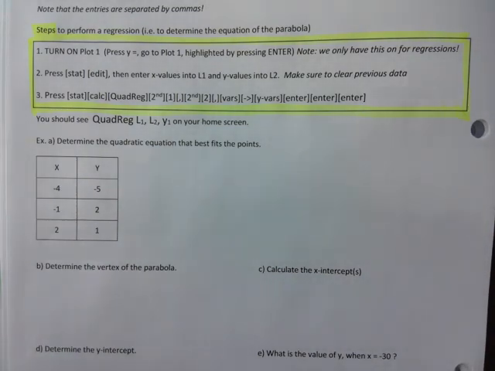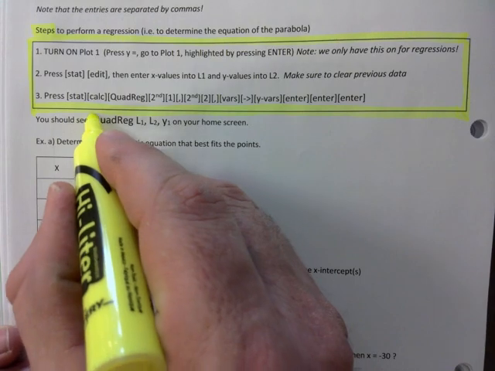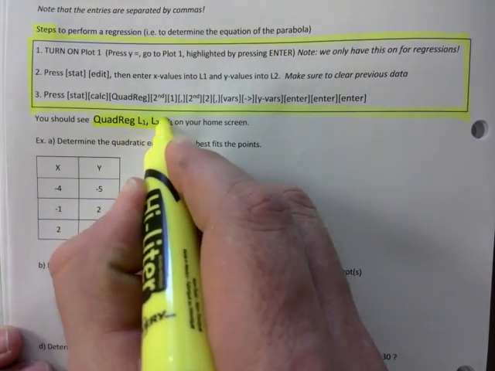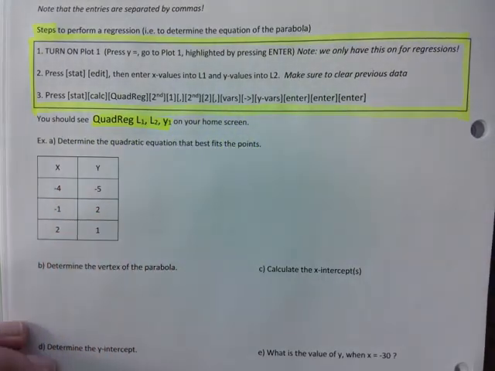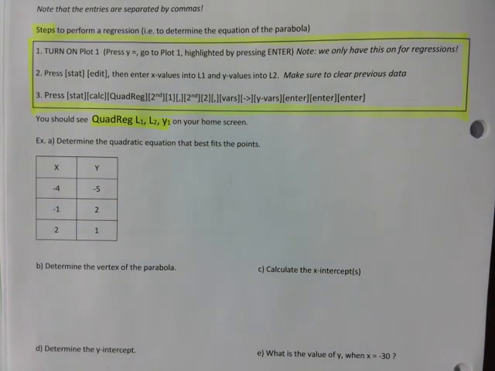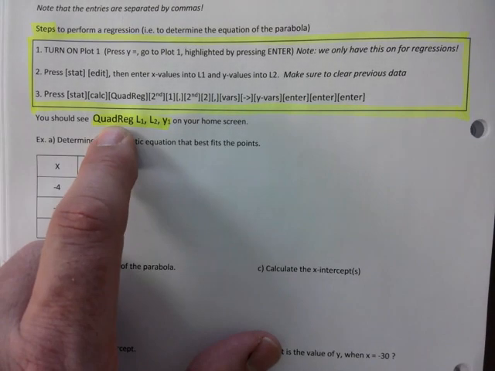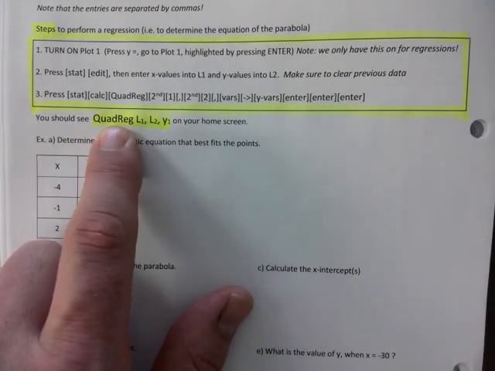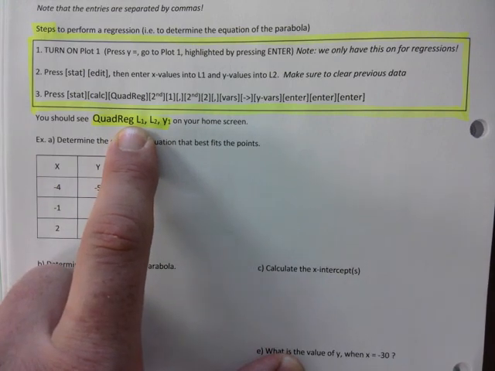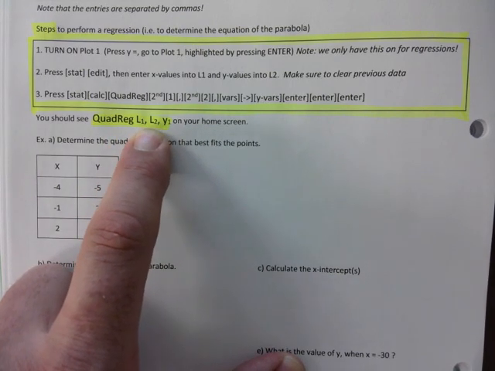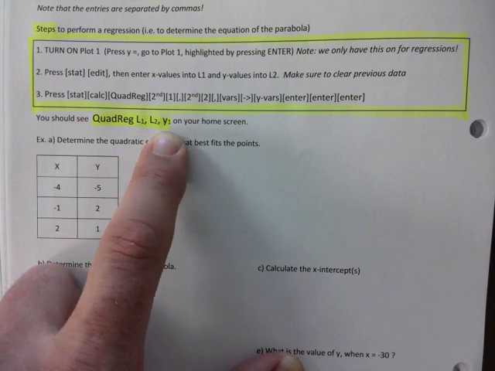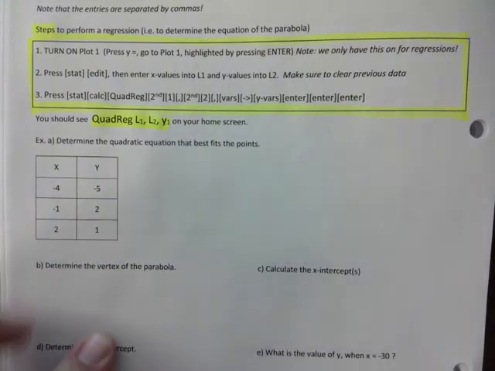You should see, when you type everything in correctly, this on your screen: QuadReg L1, comma, L2, comma, Y1. So what it's saying is, hey, quadratic regression, go get the x values from L1, the y values from L2, and store it into Y1 in my calculator. So let's try that, okay?